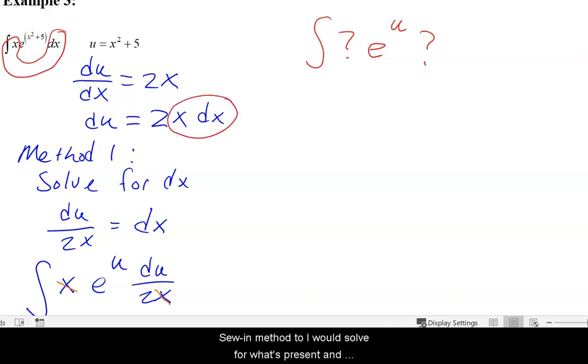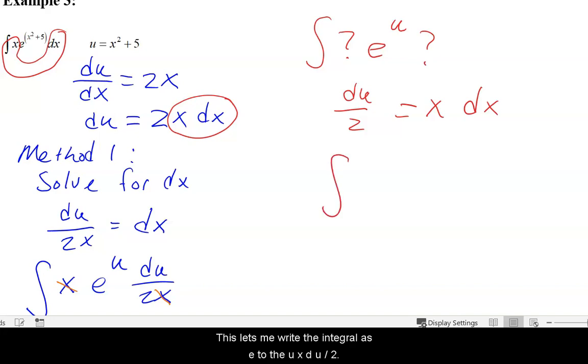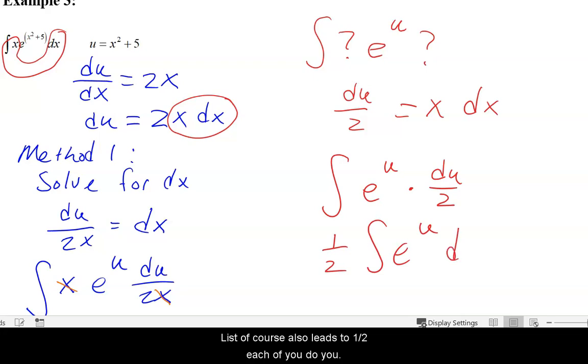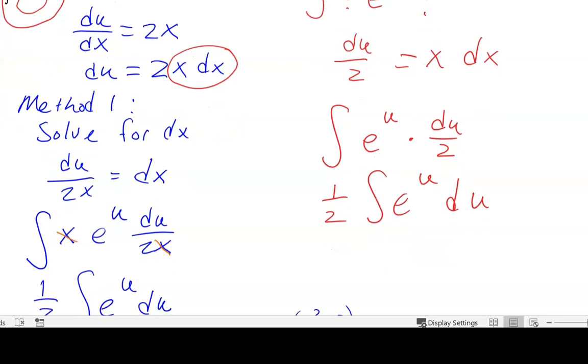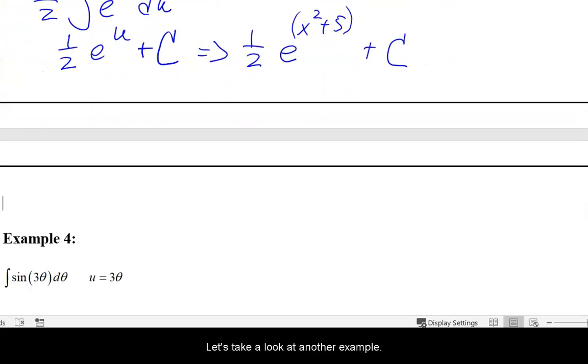So in method 2, I would solve for what's present in the differential du, which is x dx, by dividing both sides by 2. That gives me that x dx can be substituted out for du over 2. This lets me write the integral as e to the u times du over 2. This, of course, also leads to 1/2 e to the u du. From this point, it's identical to method 1. Let's take a look at another example.